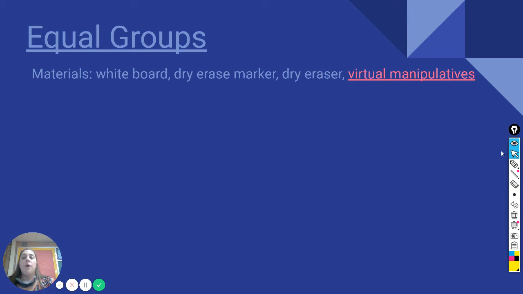For this next part, you are going to need those materials that we got out. You're also going to need your virtual manipulatives. So if you're here in class with me, I'll send them to your screen. If you are not in class and you're watching the video, here is how you get to your virtual manipulatives, okay?